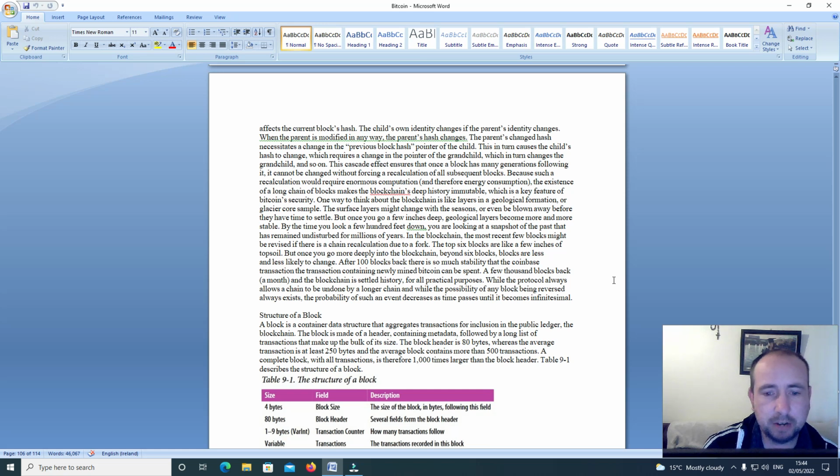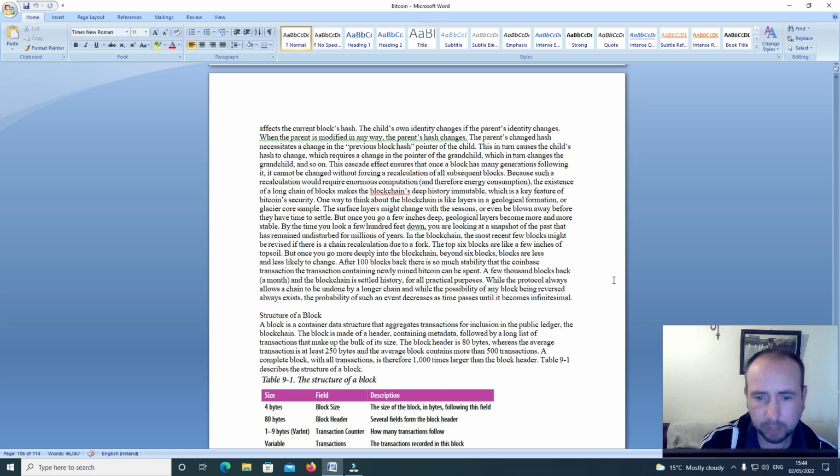The surface layers might change with the seasons or even be blown away before they have time to settle, but once you go a few inches deep, geological layers become more and more stable. By the time you look a few hundred feet down, you are looking at a snapshot of the past that might have remained undisturbed for millions of years. In the blockchain, the most recent few blocks might be revised if there is a chain recalculation due to a fork.